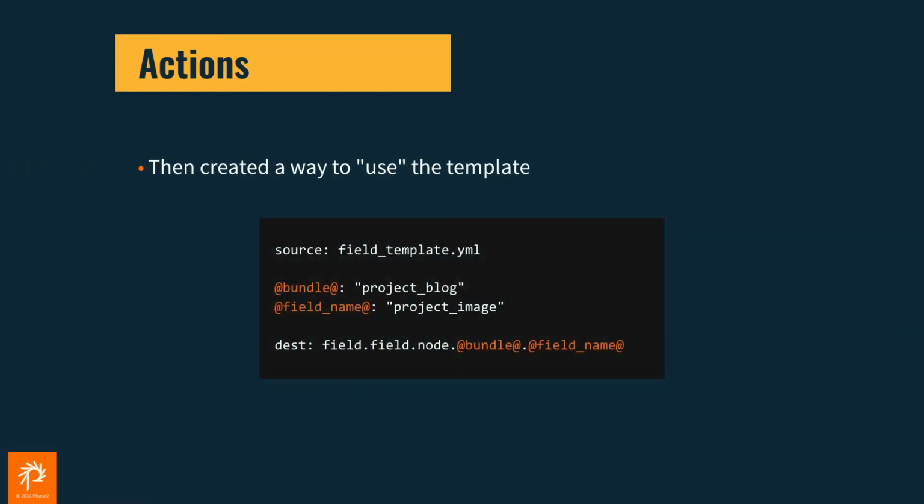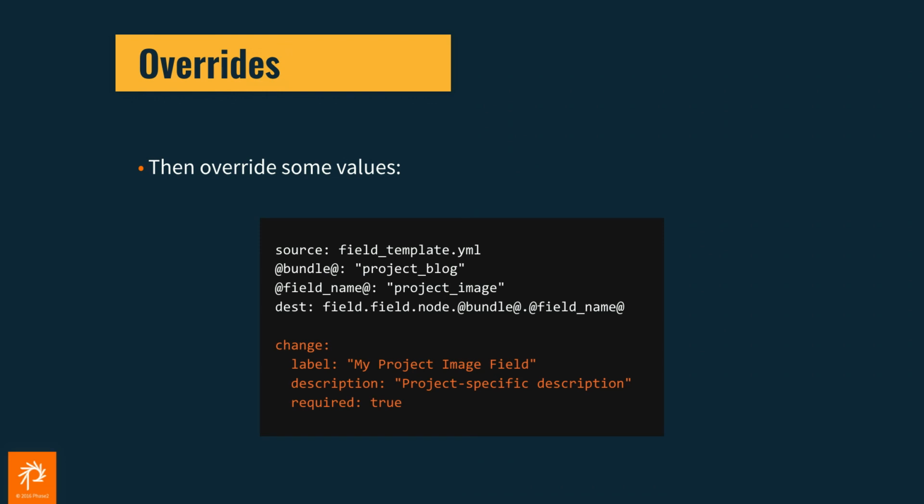So now create a way to use that template. If you're used to using Sass or something, this will be kind of familiar to you, or Twig, where you can say include this Twig file with this data. Here you're saying use this template with this data and store it to this configuration ID. So you can also override stuff at the same time. So you can say take that field, store it as project blog and project image, and while you're at it, change the label, change the help text, and make the field required. So these are kind of adding overrides.